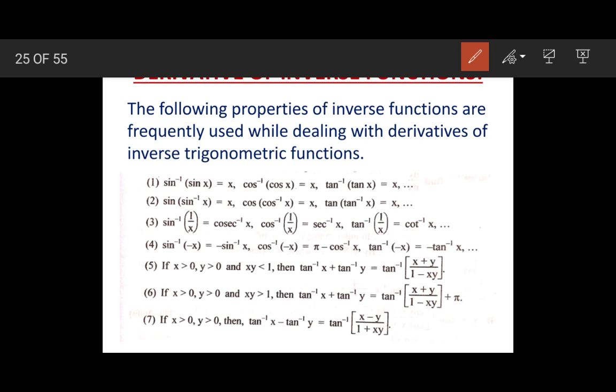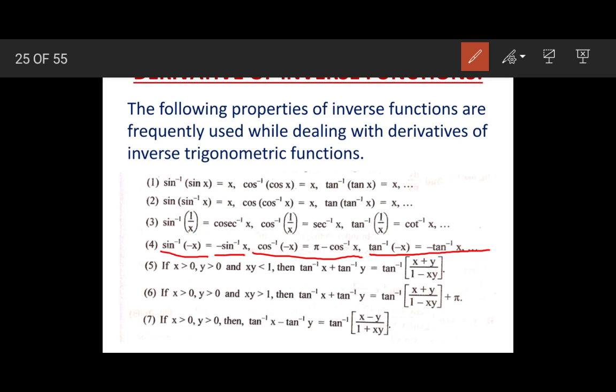Then the next property is sin inverse minus x. Sin inverse minus x will be minus sin inverse x. Cos inverse minus x will be pi minus cos inverse x. Tan inverse minus x will be minus tan inverse x.